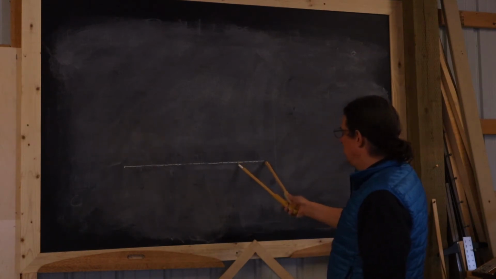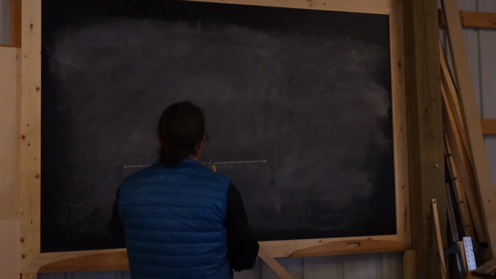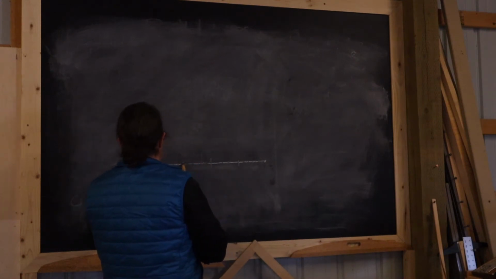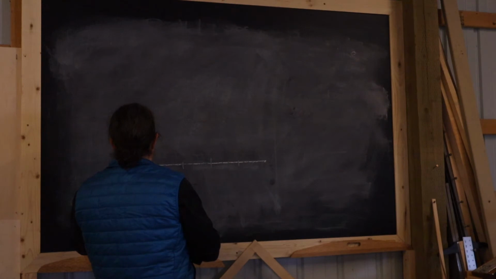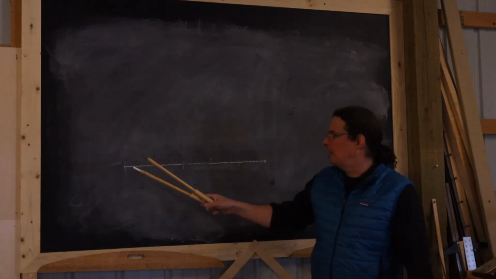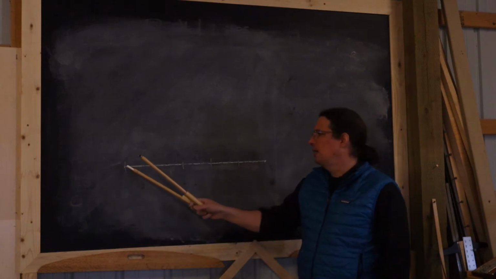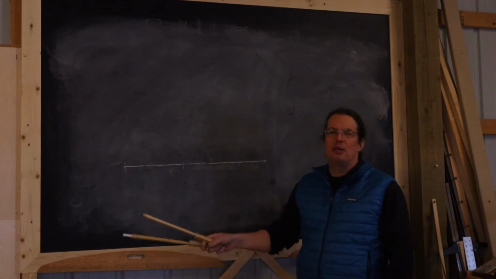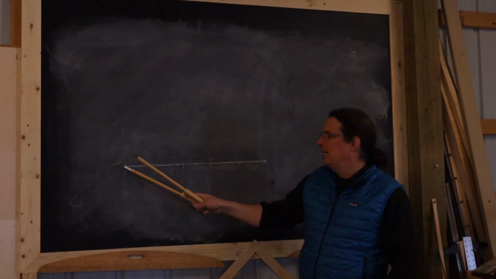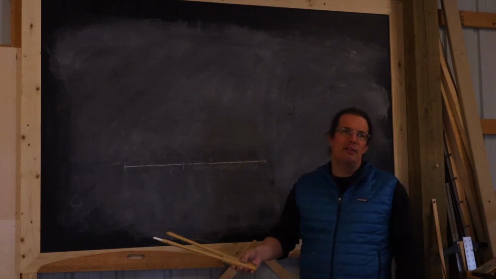step back 1, 2, 3, 4, 5. And hopefully you can see this time my compass, to the resolution that's available on this chalkboard anyway, ended up, for all intents and purposes, on the other end of the line. So I've divided that line up into 5 even steps.